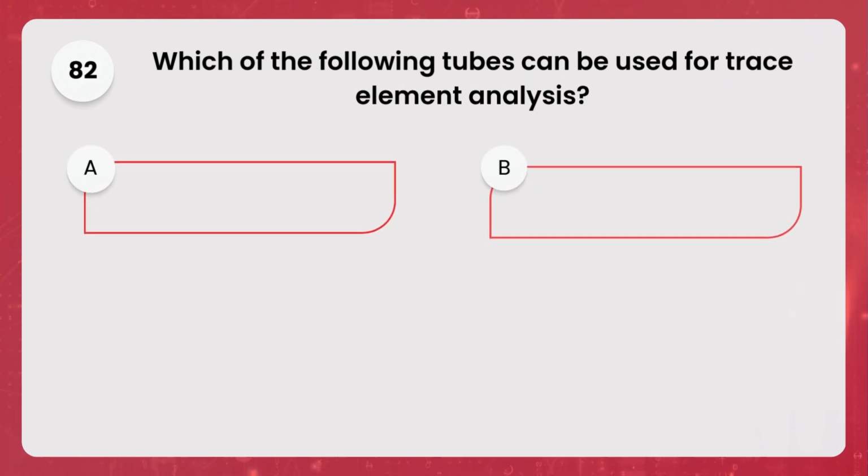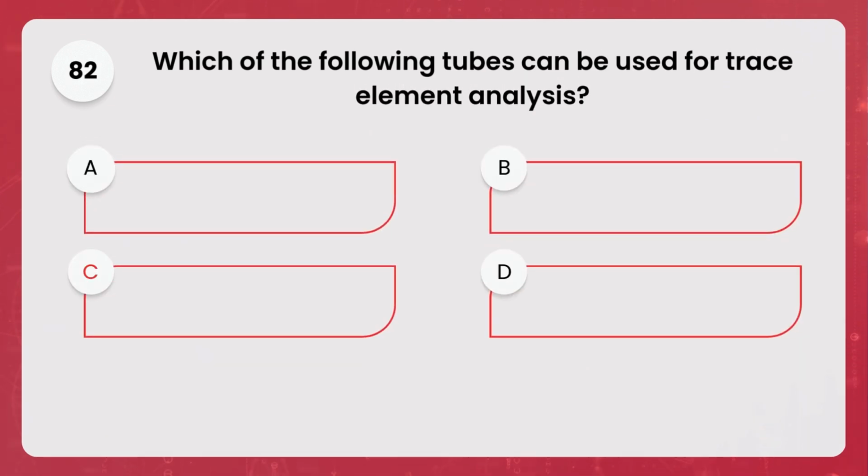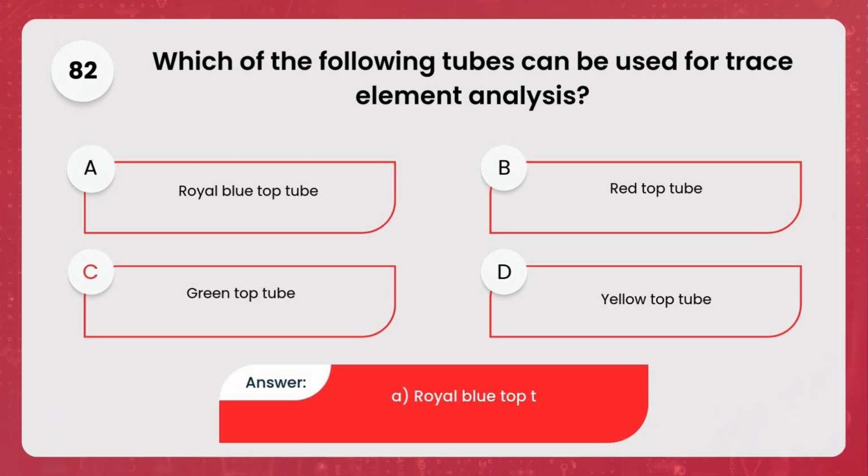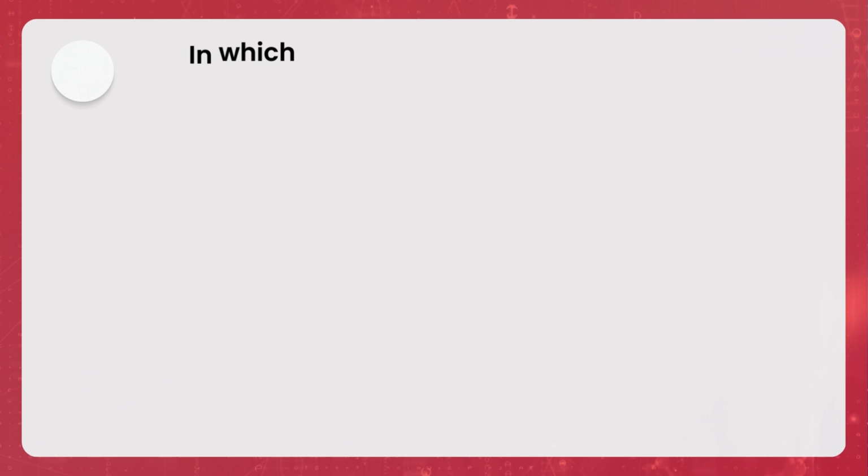Which of the following tubes can be used for trace element analysis? A. Royal blue top tube, B. Red top tube, C. Green top tube, or D. Yellow top tube? The answer is A. Royal blue top tube.